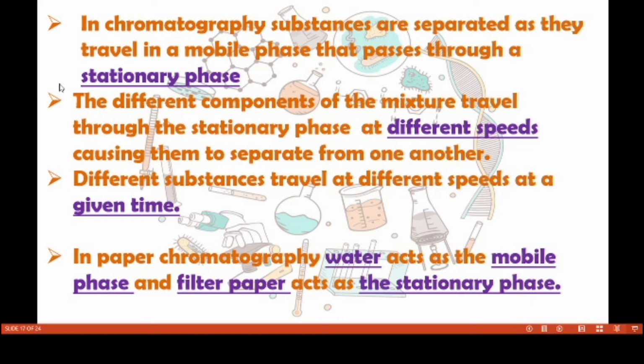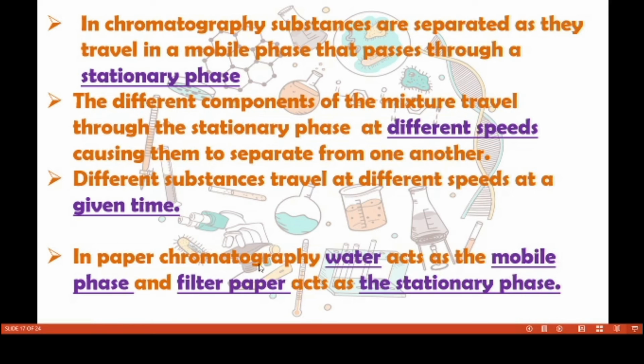In chromatography, substances are separated as they travel in a mobile phase that passes through a stationary phase. Mobile phase means it can move. Stationary phase means it is at a standard position. So the different components of the mixture travel through the stationary phase at different speeds, causing them to separate from one another. The different substances travel at different speeds at a given time.